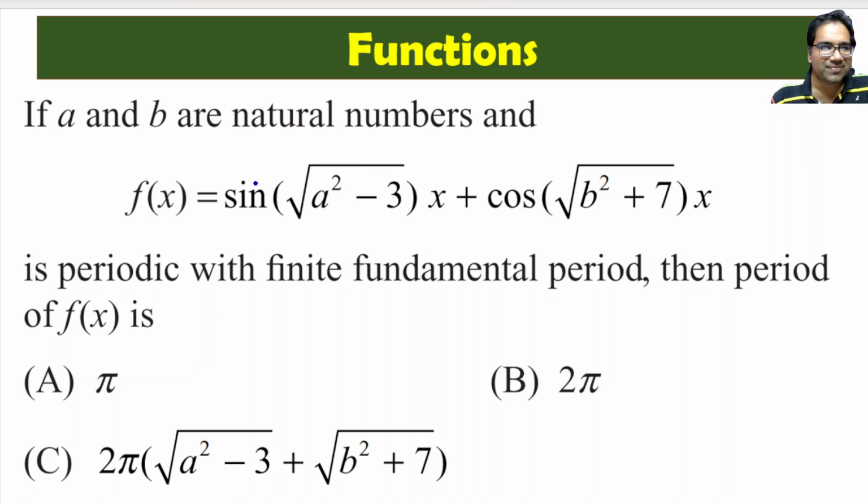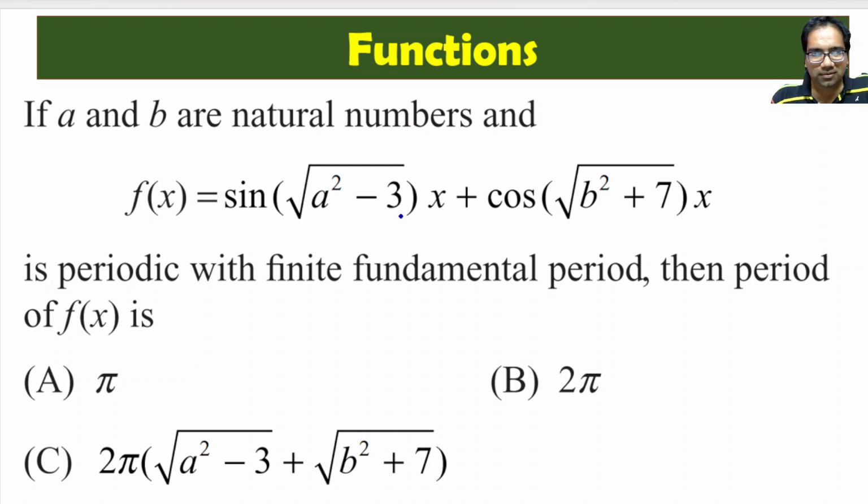Here we are given this function sine of under root a square minus 3 into x plus cos of under root b square plus 7 into x. This is a periodic function. At the same time, we are given a and b are natural numbers. Natural numbers means 1, 2, 3, 4 and so on. Then what is the period of this function?